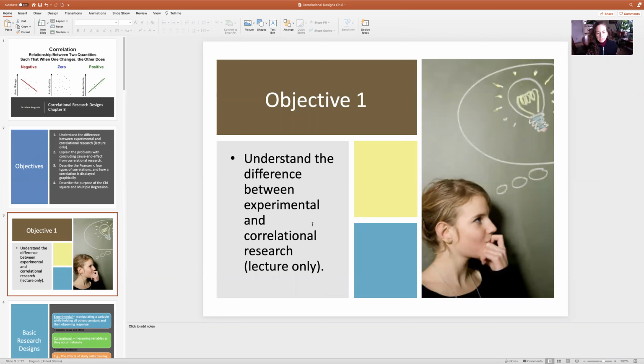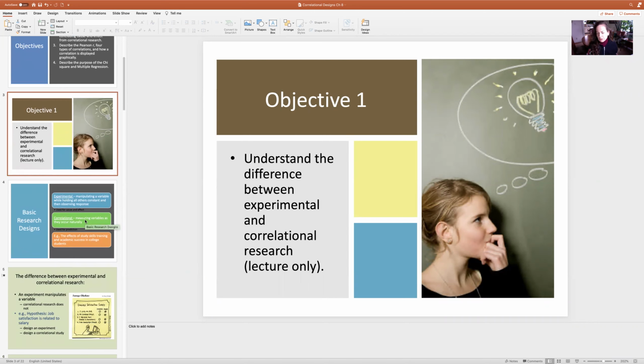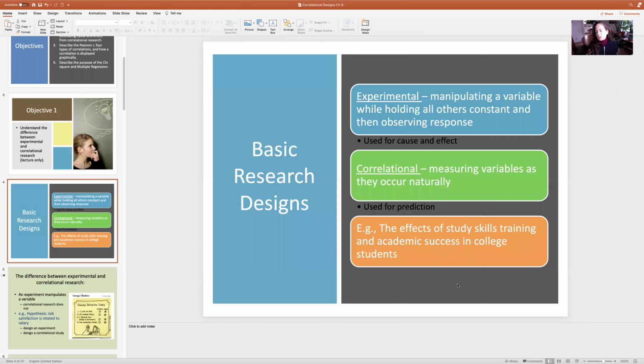I think it helps you understand correlation better if we go back to some of those basic research designs we talked about in the beginning of class. The basic research designs are experimental, correlational, and descriptive. I'm going to talk about the difference between experimental and correlational. In an experiment, we manipulate a variable, hold all other variables constant, and then observe the response. That is used to determine whether one variable causes another.